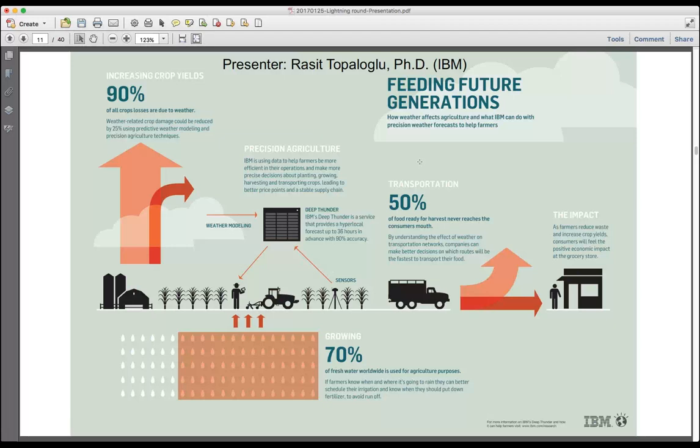First, I'd like to give you an overview of how IBM is doing some work in this area. IBM's point of view is basically data-oriented. 90% of crop yield loss is related to weather, so if we have very fine-grained weather prediction, this data can be used to avoid that loss. Also, 50% of the food gets harvested but never makes it to the store, and that can also be weather related. So how can we predict these using some sensors and improve the yield overall? Next page.